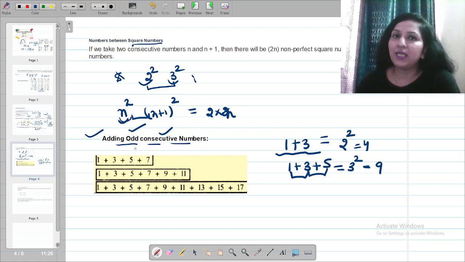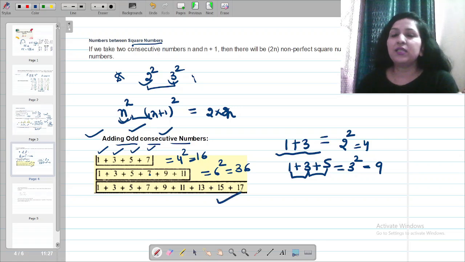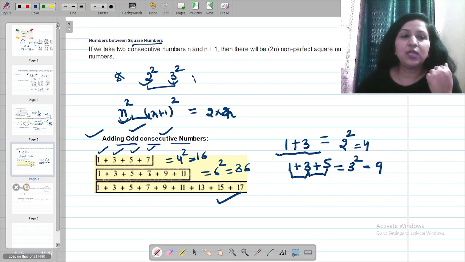So if a series of odd consecutive natural numbers is given, just count how many numbers are there and take the square of that number. 1, 2, 3, 4. 4 numbers are taken. Answer is 4 square, which is 16. You can recheck. This one, 1, 2, 3, 4, 5, 6. Answer has to be 6 square. 6 square means 6 into 6, which is 36. Now check this yourself. How many numbers are there, and take the square of that number. I hope this much is understood. Coming to the next topic.